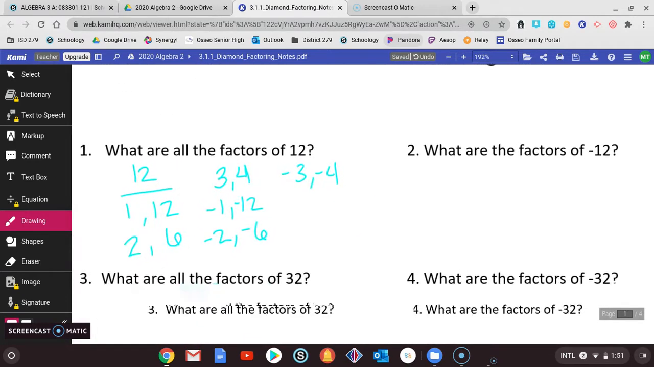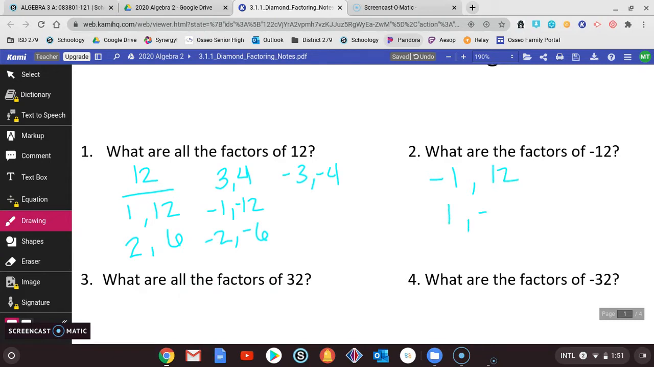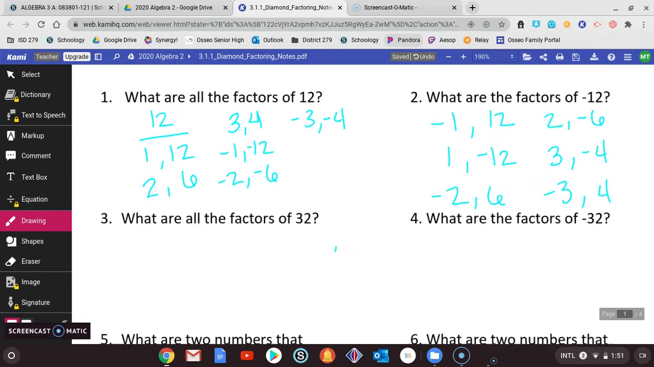So now the difference between 12 and negative 12 is that one of them has to be negative, because a negative times a positive is a negative. So it could be negative 1 and 12, but it also could be 1 and negative 12. It could be negative 2 and 6 or 2 and negative 6. 3 and negative 4 or negative 3 and 4. So those are all the factors of 12 and negative 12.